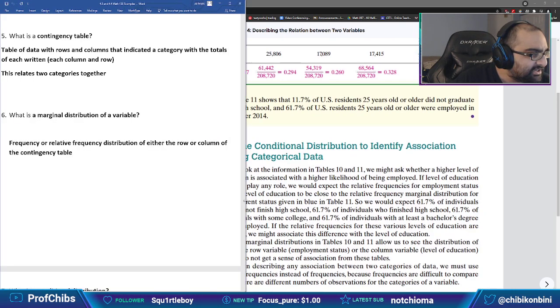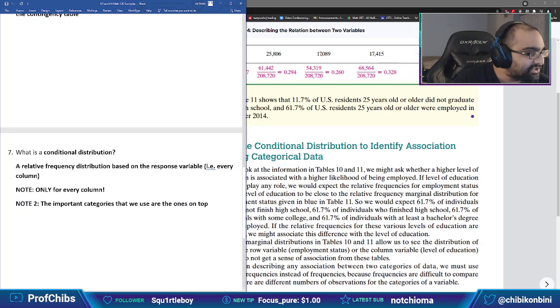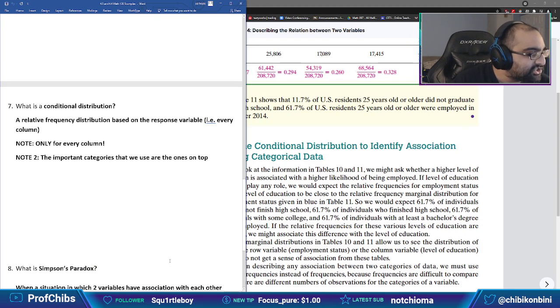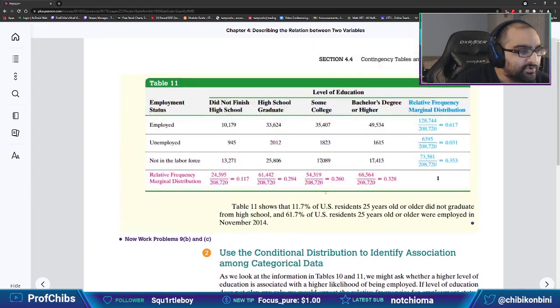Now, let's talk about the next thing here, which is number 7, the conditional distribution. What is the conditional distribution? The conditional distribution is a relative frequency distribution based on the response variable, i.e. every column. And remember, this is only for every column here. All right? So, what is that going to look like? Let's take a look using this same exact chart with education and employment status.